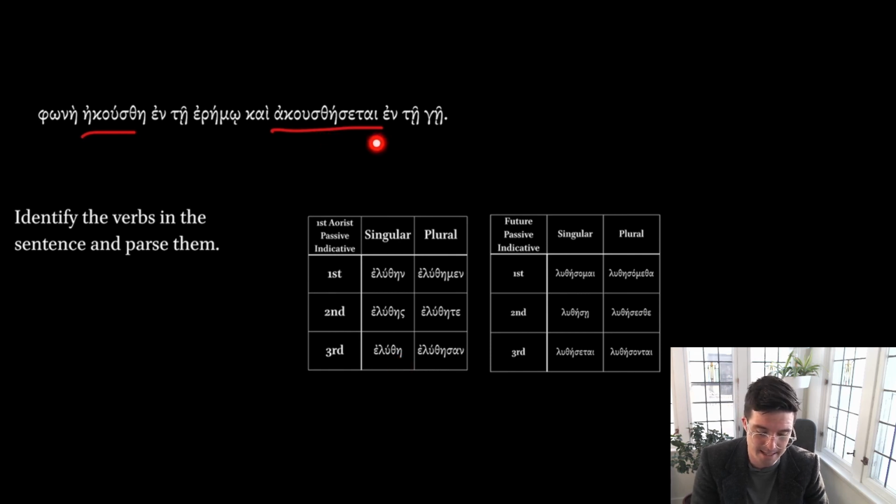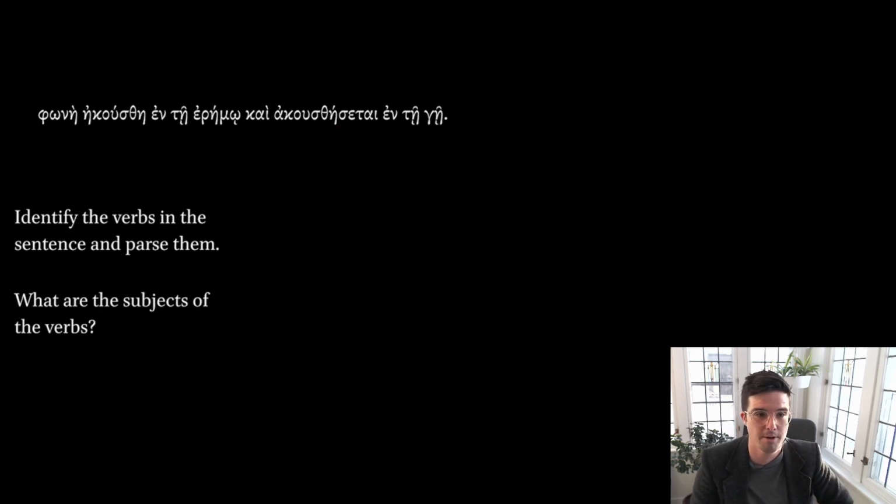And then ἀκουσθήσεται is going to be the future passive indicative. We have the sigma of the future there. We have no augment here. So we have a future passive indicative, and in this case a first future, not a second future. If it was a second future, this theta would be gone. And ἀκουσθήσεται is also going to be third person singular, so we're going to be on the lookout for a singular subject to that verb as well. And that is our next question. What is the subject of our two different verbs here?